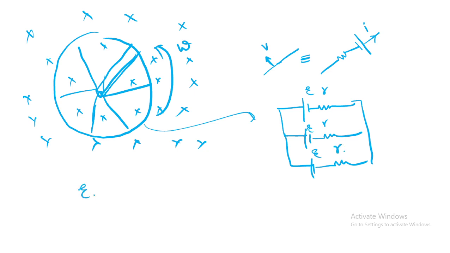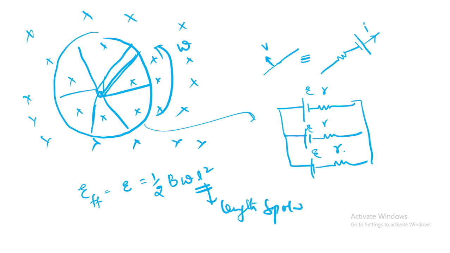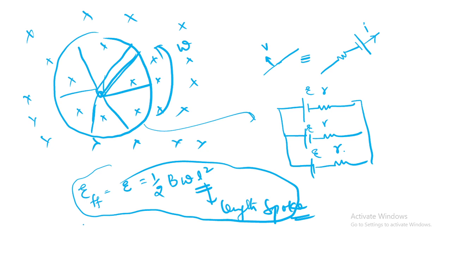So E effective will be equal to the individual EMF, since they are all in parallel, which is half B omega L square, where L is the length of the spoke. Even if they give 100 spokes or 200 spokes, it doesn't mean more EMF will be generated. It will generate only this much. You can also change the angle.